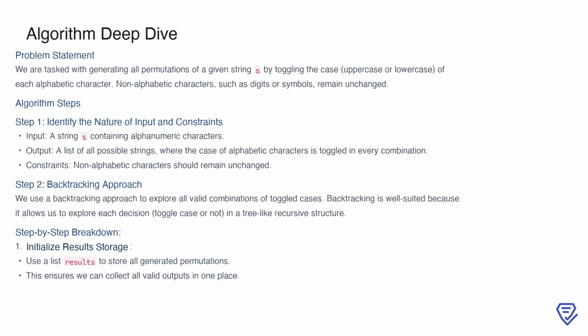To solve this, we use a backtracking approach. Backtracking is a recursive algorithmic technique that explores all possible decisions, in this case, whether to toggle the case or not, by traversing a tree-like structure. We start by initializing a list called results to store all the generated permutations. This setup ensures that we have a centralized location to collect all the valid outputs as we explore different combinations.